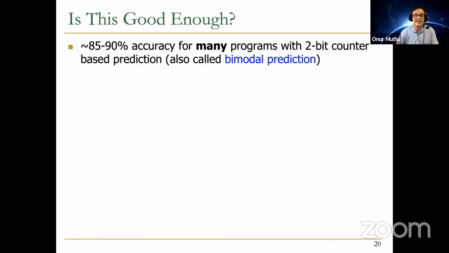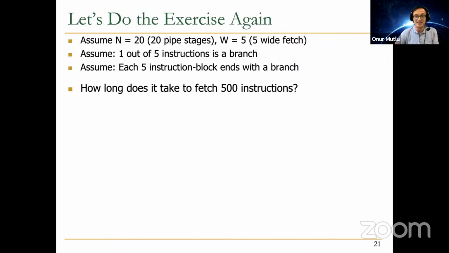Okay. So basically, with this kind of predictor, you get 85 to 90% accuracy for many programs with 2-bit counter-based prediction. As I said, this is also called bimodal. The question is, is this good enough? So how big is the branch problem, basically? So let's take a look at our exercise again. We have 20 pipeline stages, 5 instructions we fetch in a given cycle. 1 out of 5 instructions is a branch, and each 5-instruction block ends with a branch. How long does it take to fetch 500 instructions?